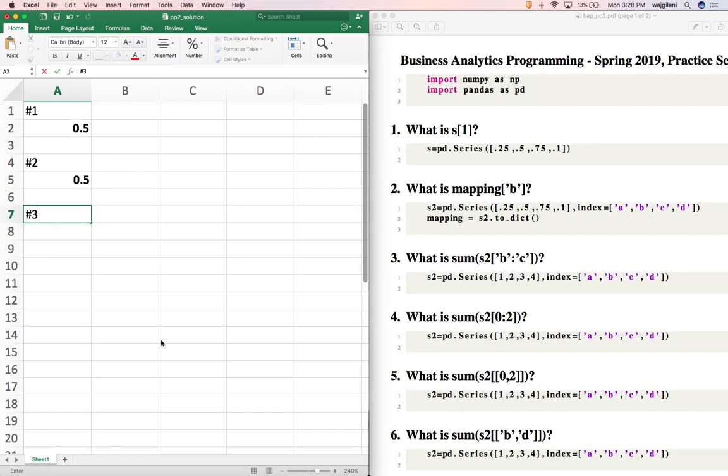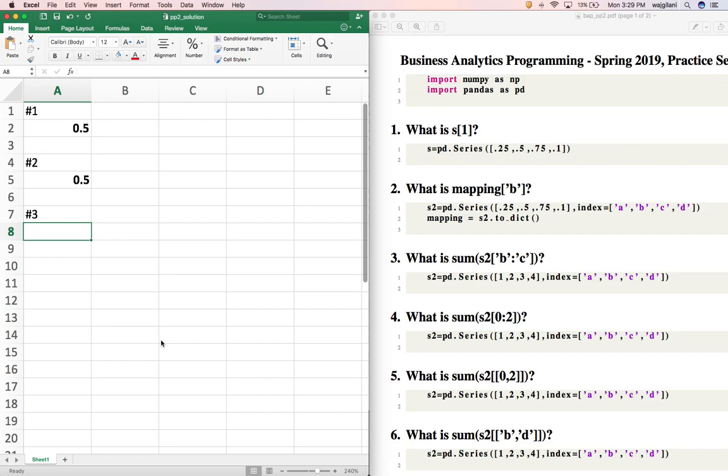Number three. All right, now we're going to look slightly fancy. You have the series again that's going to have the values 1, 2, 3, 4, and you have indexes A, B, C, D. Now, we are doing slicing. I am saying, what is the sum of S2, the subset of S2, sliced by B, colon, C?